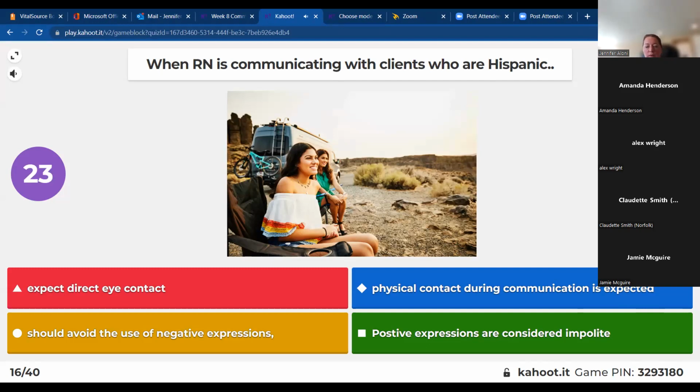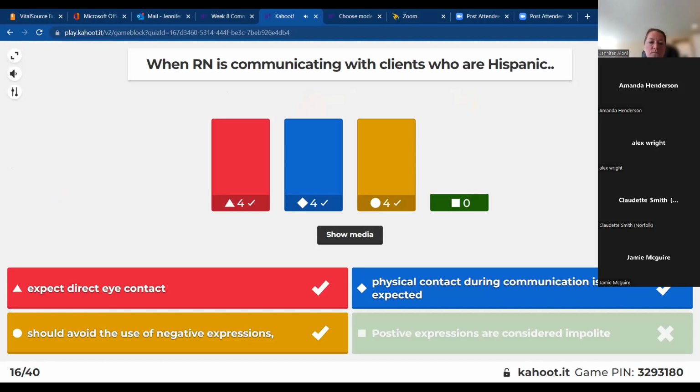Here's another one we just talked about. What do you want with this kind of culture? Multi-choice. Good work. You guys got them all. Very good. Physical contact, eye contact, and no negative expressions. I see that as a negative. It's not a positive thing. Good work. You want to do a couple more? Very good. Yeah. I'll keep playing.